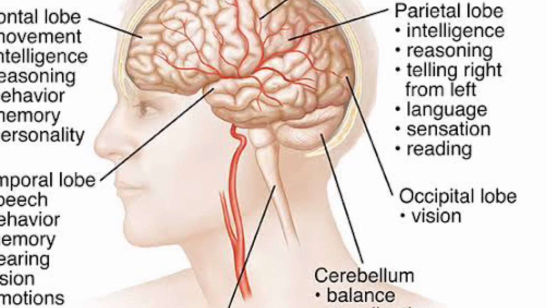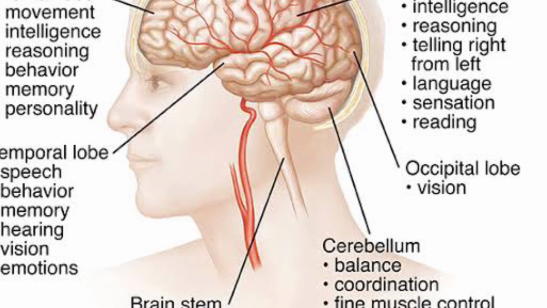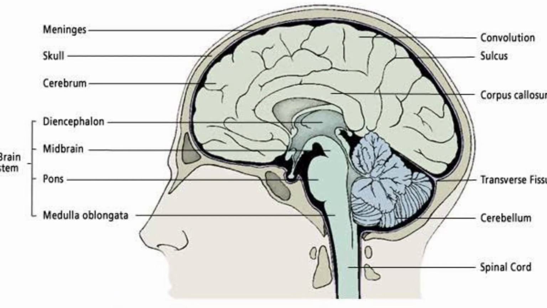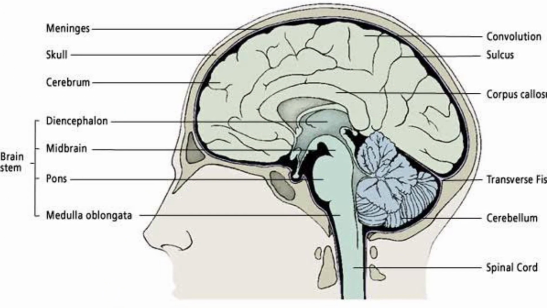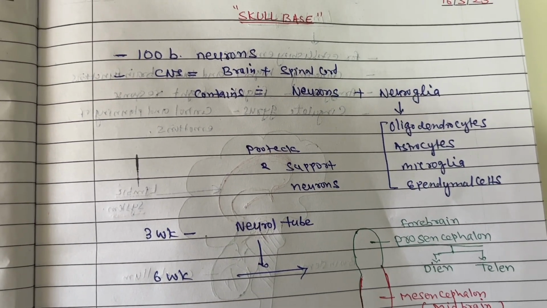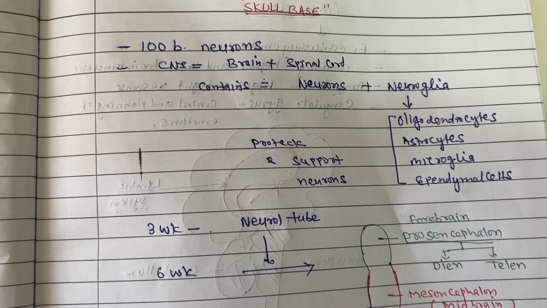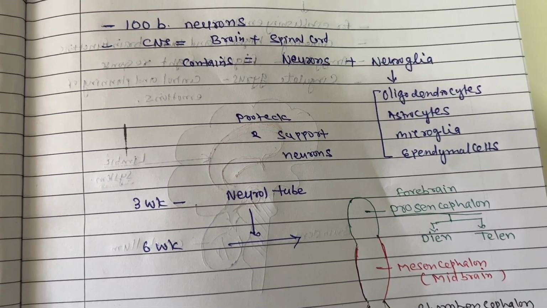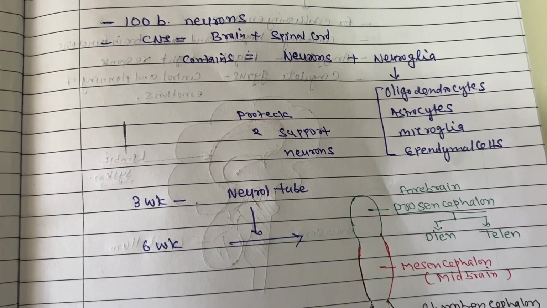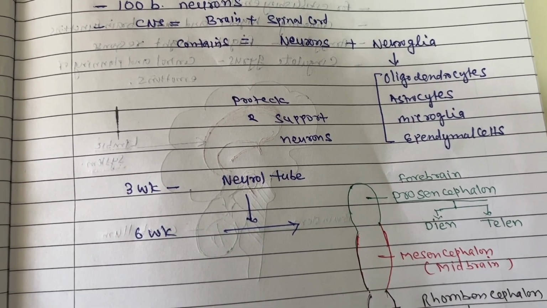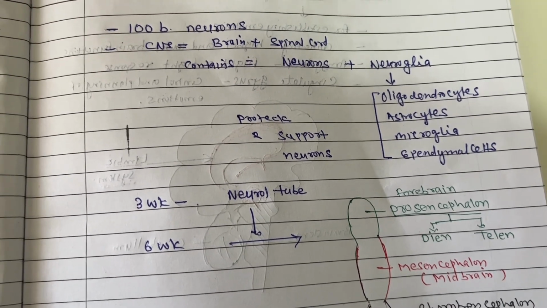Hi guys, this topic is about normal brain functions and anatomy. The brain has 100 billion neurons, and the CNS contains the brain plus the spinal cord. The brain is mainly formed by neurons and neuroglia. Neuroglia are of four types: oligodendrocytes, astrocytes, microglia, and ependymal cells. Neuroglia mainly support and protect the neurons.